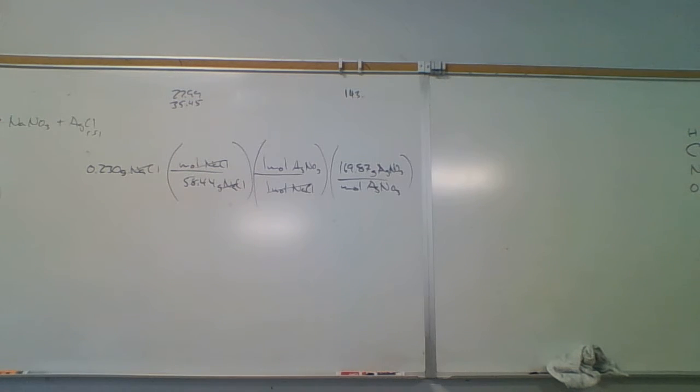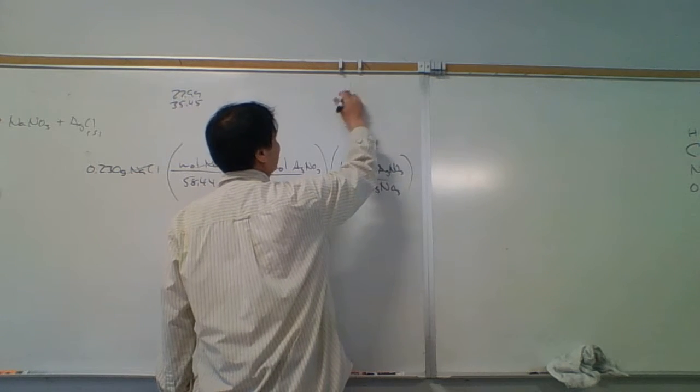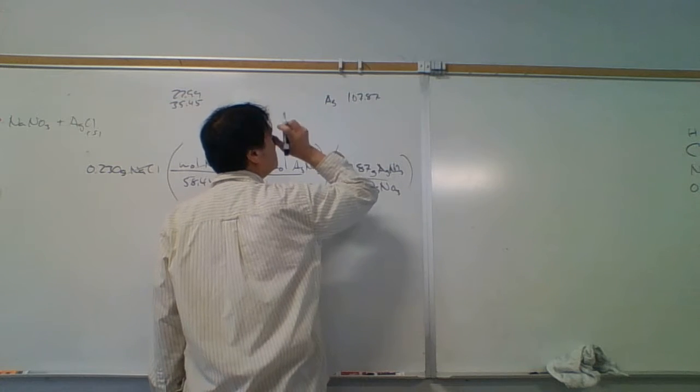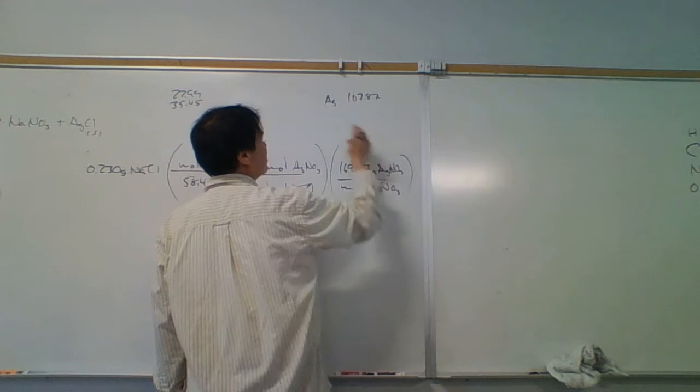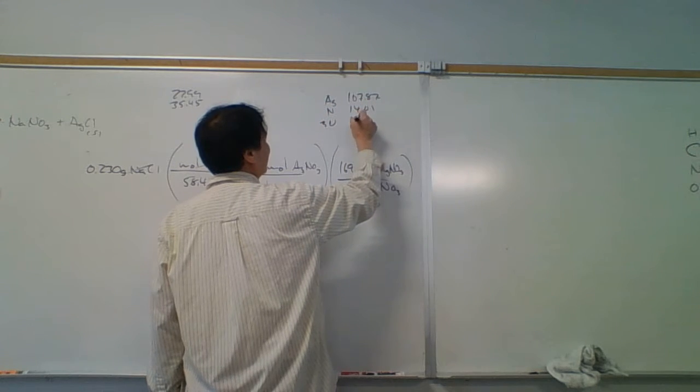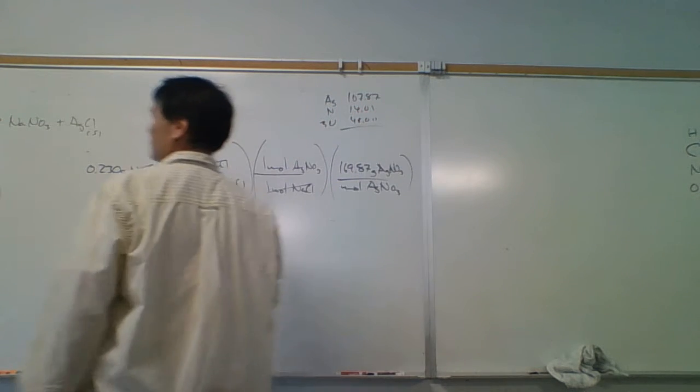Sorry, silver is 107.88. 107.87. Silver chloride's 143. 107.87. That's silver. And then we have nitrogen, 14.01. 3 oxygens is 48. So we could do it.